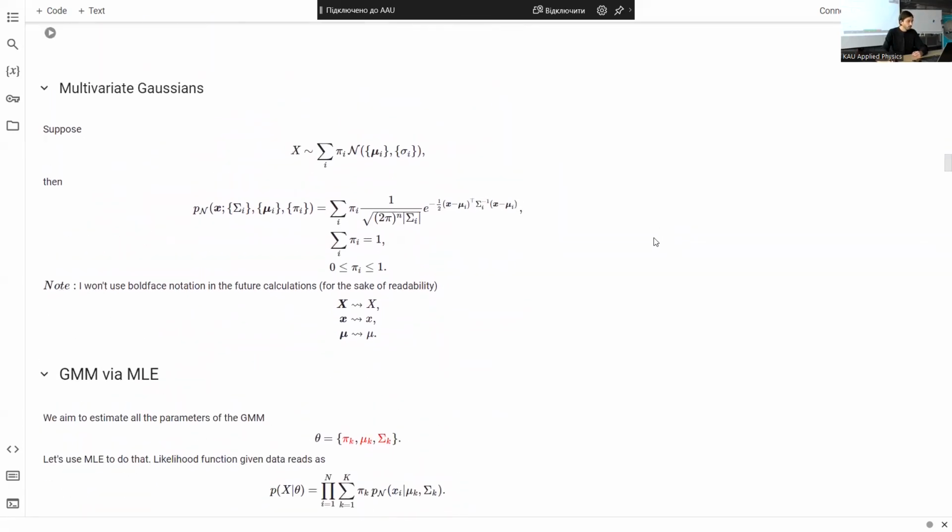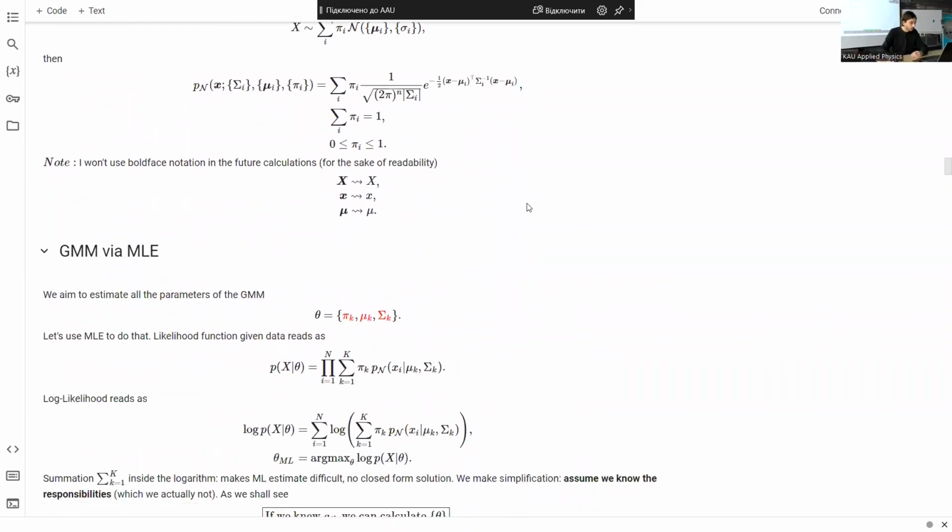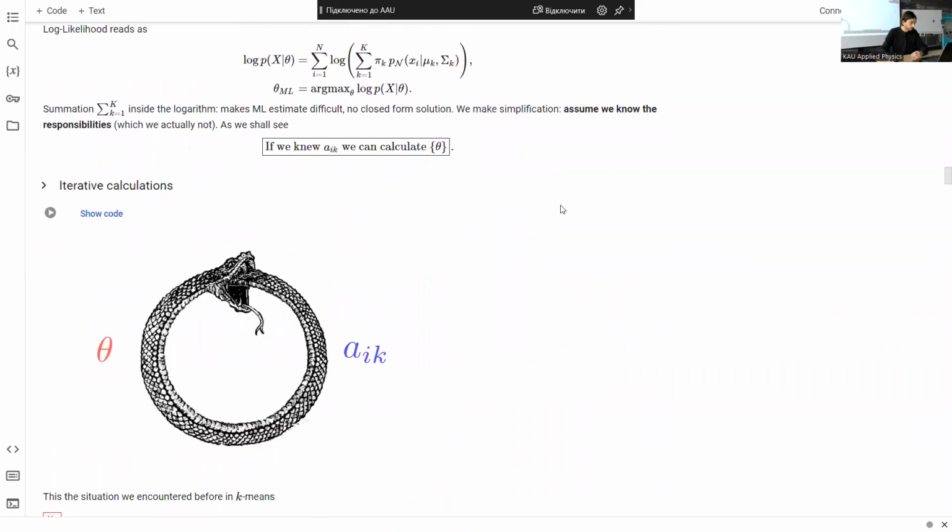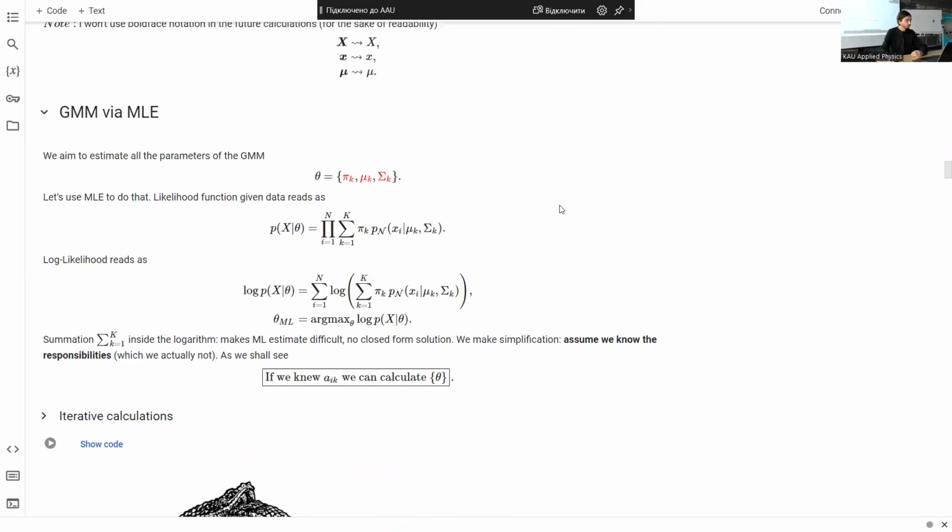Why not? This is the case of the multivariate normal distribution. Everything is almost the same, but once again, we get our x's to be vectors, we get our mu to be vectors, and we get our sigmas to be matrices. So that's what we have. Okay.